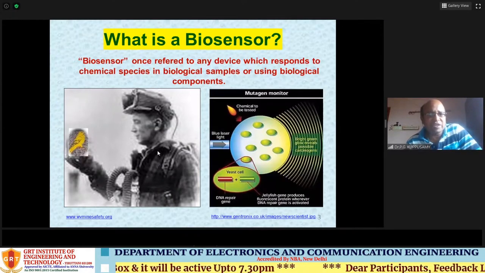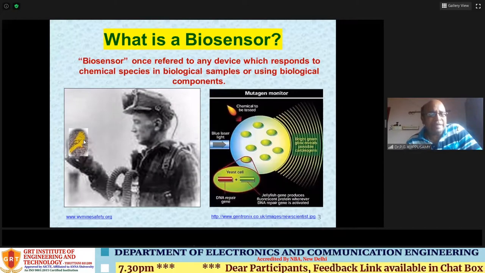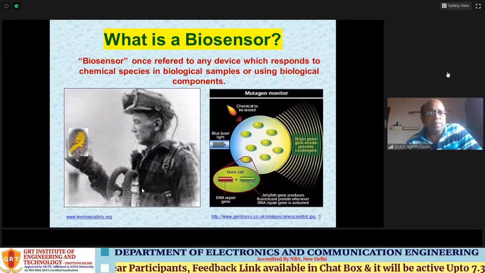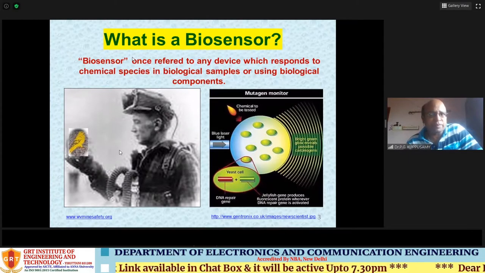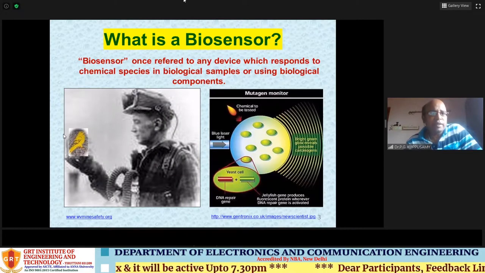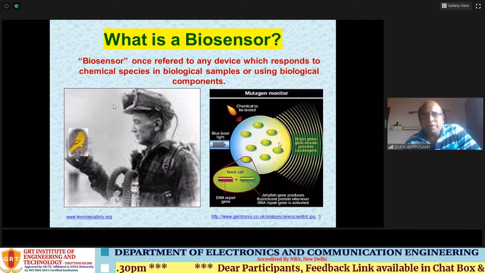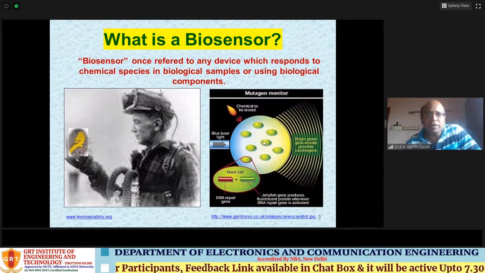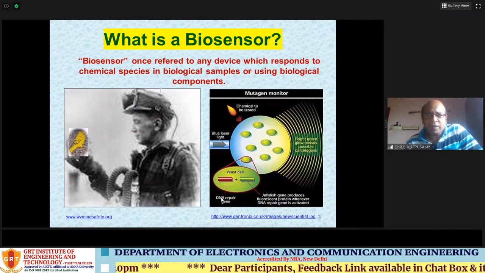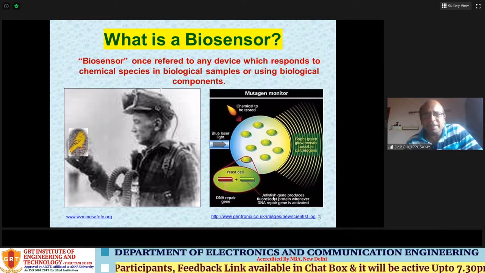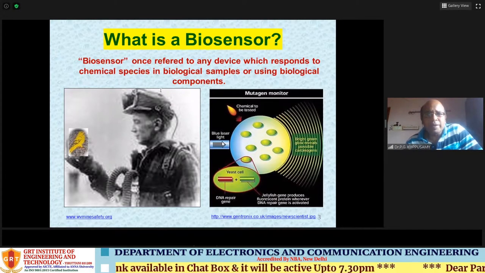See, for example, take this picture. You take a parrot. The parrot is giving some input signal through a transducer or proper system in order to sense something. So here they are testing with the help of a parrot. Now take this, called a mutagen monitor. Here you are getting DNA that will be tested with the help of blue laser light. So here you are getting a DNA repair gene, which will be recovered with the help of blue laser light. So you are doing some exercise to the DNA.